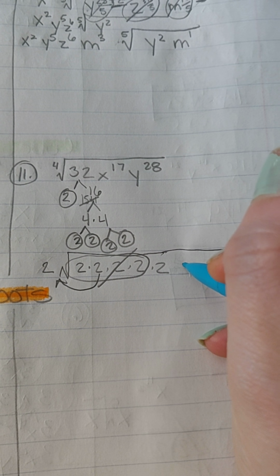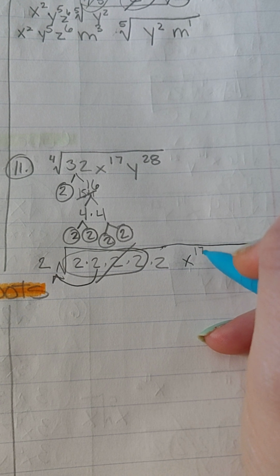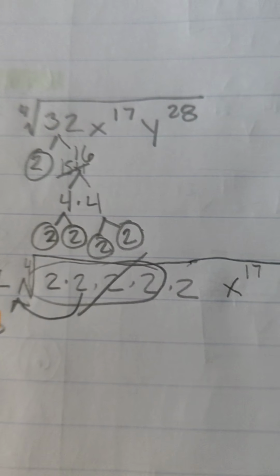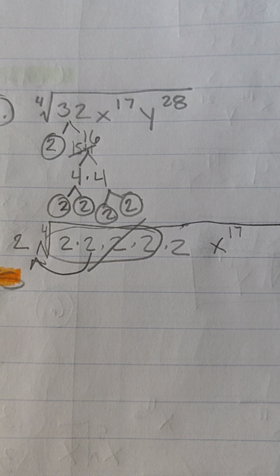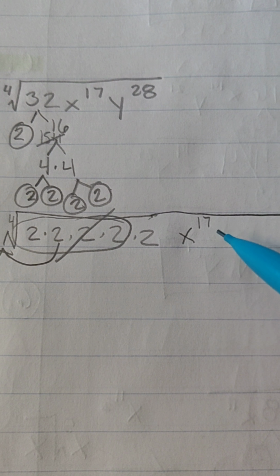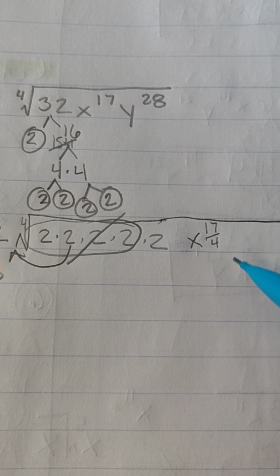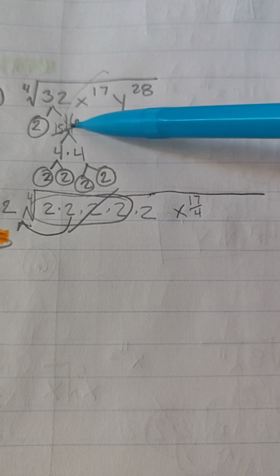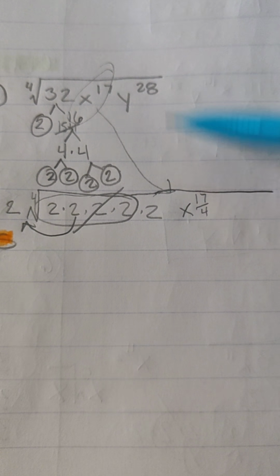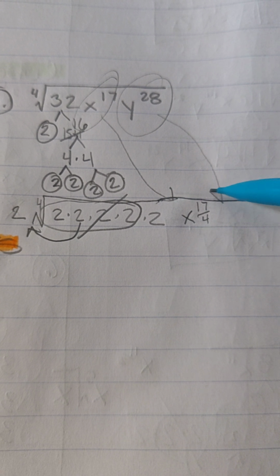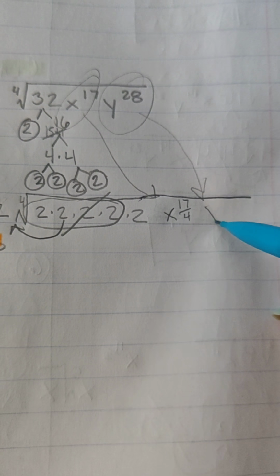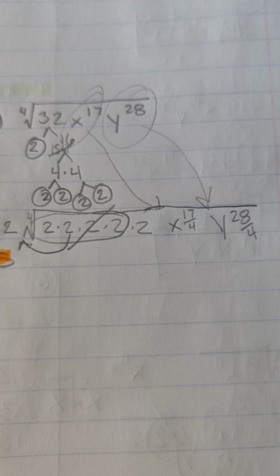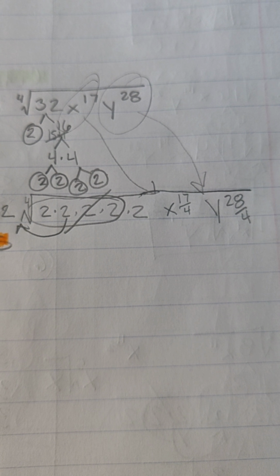All right, x to the 17th. Remember, we got to put this little 4 here, because if you don't on a test or a quiz, it's wrong. So we've got 17 divided by 4. 17 doesn't divide nicely by 4, but we'll fix that in a little bit. So this part is right here. This part we're going to put over here. And we've got y to the 28th divided by 4. Okay.